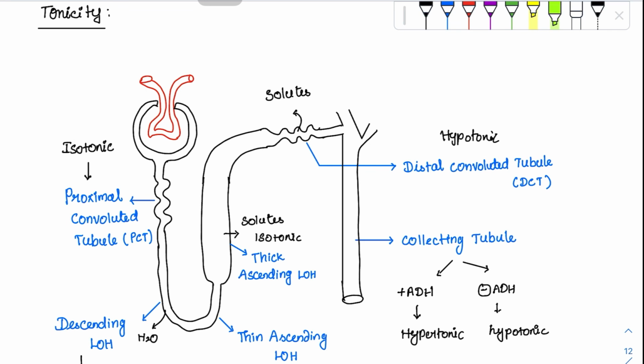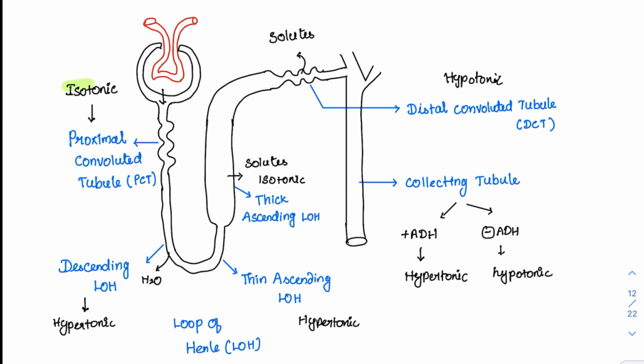So first coming to the PCT. The fluid is directly filtered from blood and it is sent here. So the tonicity will be isotonic. In the proximal convoluted tubule, it is isotonic. Even sodium reabsorption is done along with the water. So equal amount of solute as well as the solvent is there. So the tonicity here is isotonic.